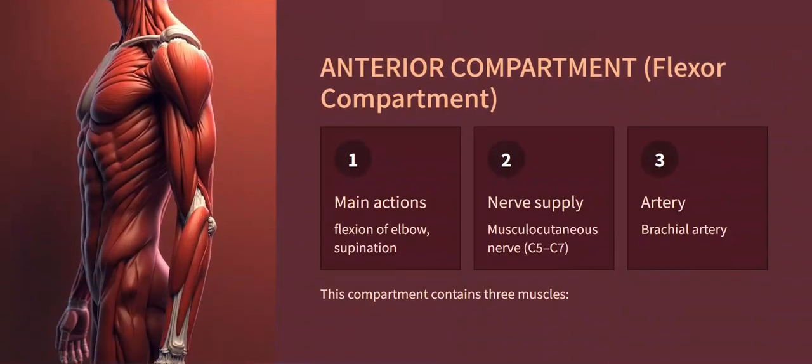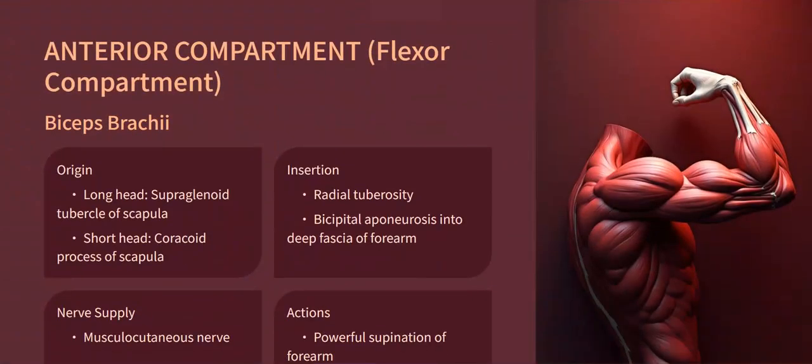Anterior compartment, flexor compartment. This compartment is mainly responsible for flexion of the elbow, supination of the forearm. Nerve supply: musculocutaneous nerve, C5-C7. Blood supply: brachial artery. It contains three muscles. 1.